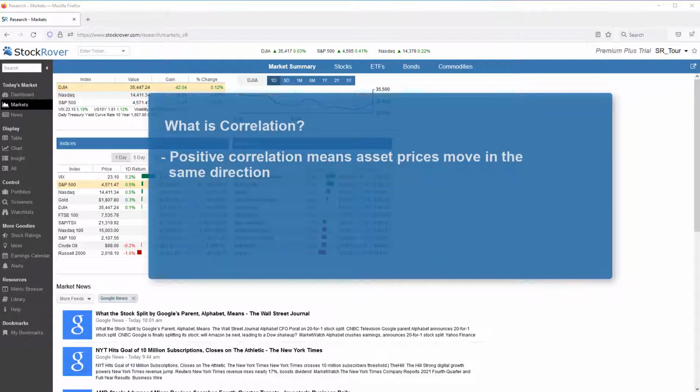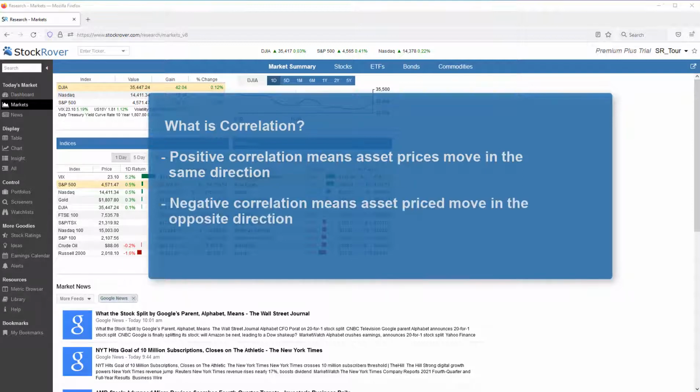A positive correlation means pricing between assets are moving in the same direction. As the value increases from 0 to 1, they more closely match. If two assets have a correlation value of 1, this means that they're a perfect positive correlation. The pricing is moving in the same direction and in the same proportion 100% of the time.